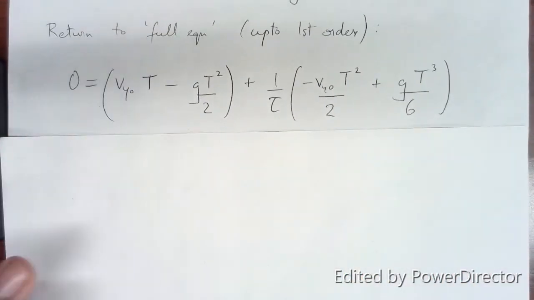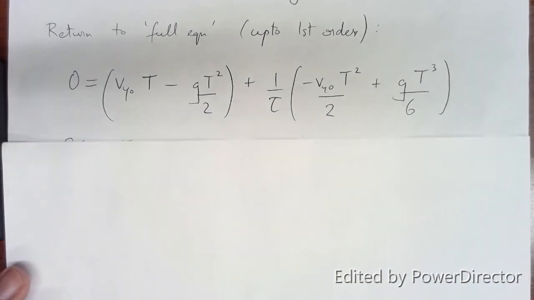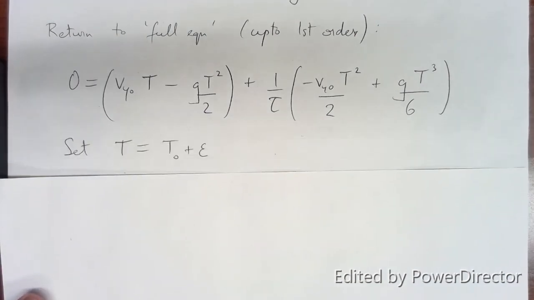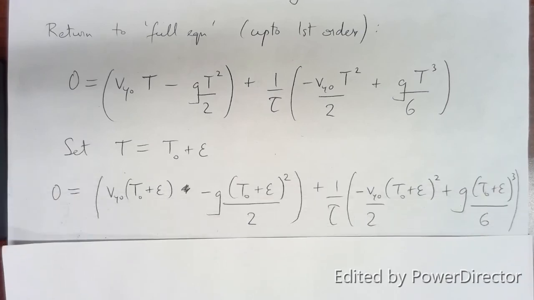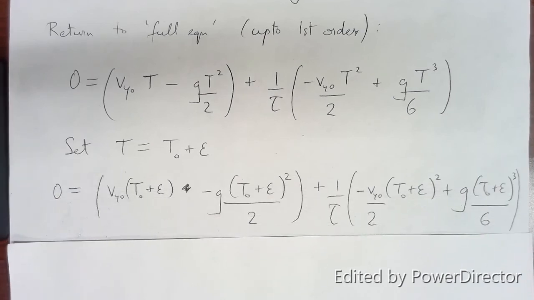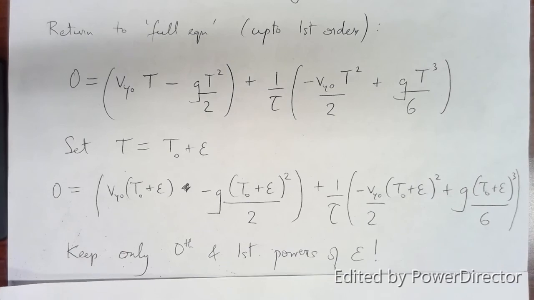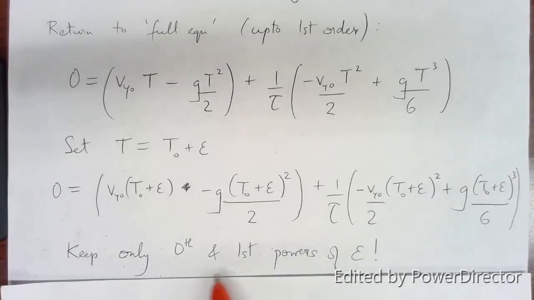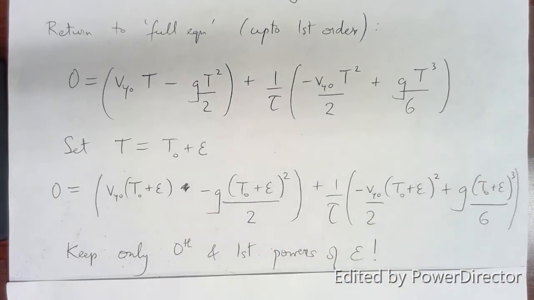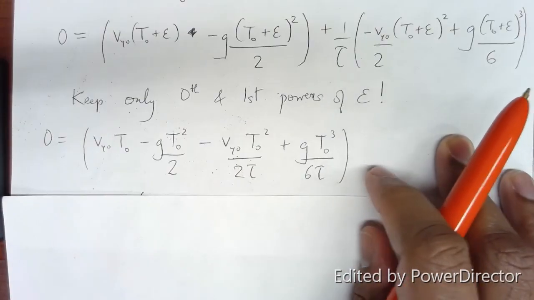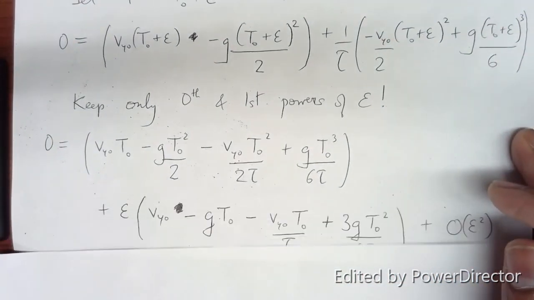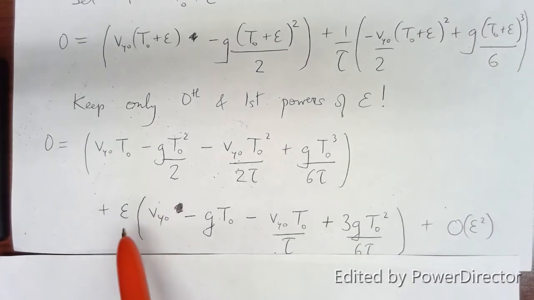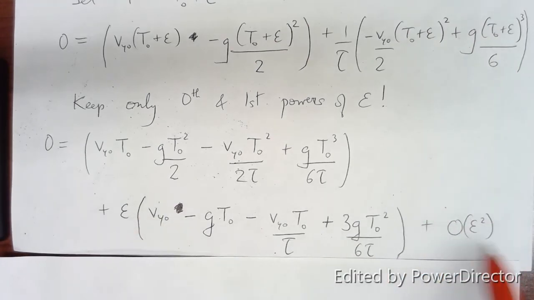Here is the full equation again, and we set T equals T0 plus epsilon, which gives us a bunch of terms. But we are only interested in the 0th and 1st order powers of epsilon. So this allows us to expand this and get rid of a bunch of terms. These terms do not depend on epsilon, they're the constant terms, and these depend on epsilon to the first power, and then we have some epsilon squared and higher power terms that we will neglect.